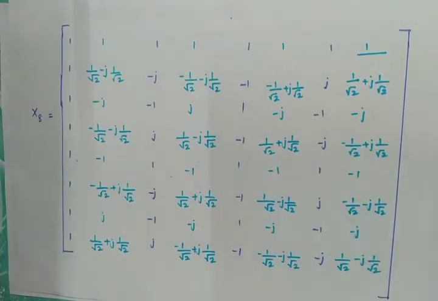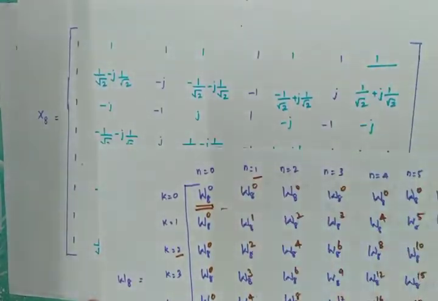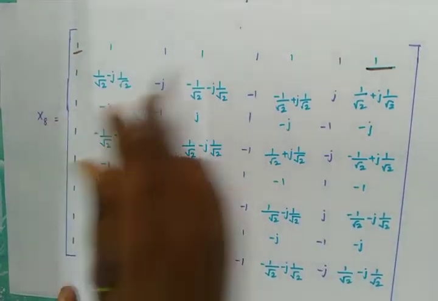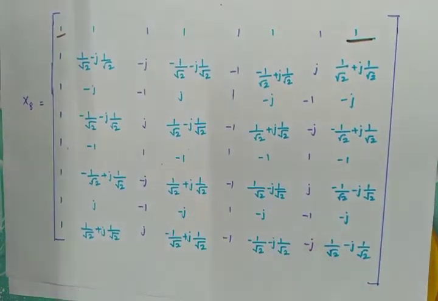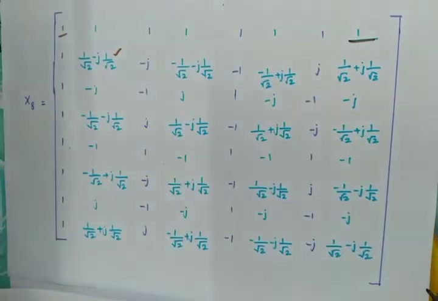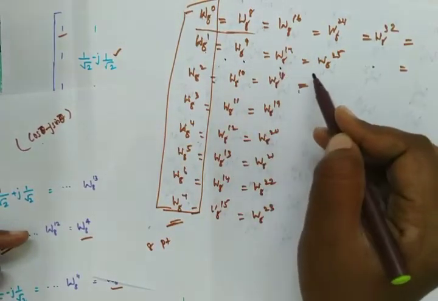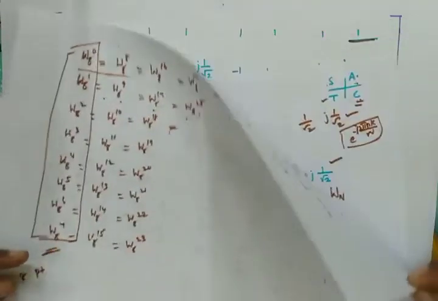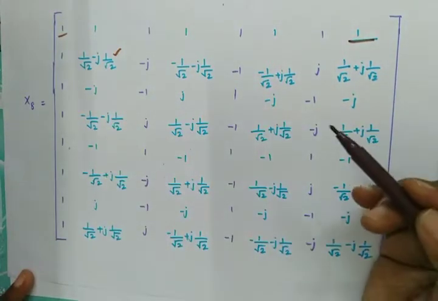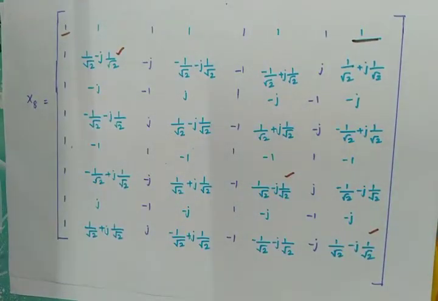So after filling this we will have, now compare this to W8 power 0, which is 1. So every W8 power 0 will be equal to 1. So here we have 1, 1, 1, 1, 1 because everything is W8 power 0. Next W8 power 1. So W8 power 1 is 1 by root 2 minus j 1 by root 2. Now check here where you are getting W8 power 1. Already we know that W8 power 1 will be equal to W8 power 9, which is equal to W8 power 17, equal to W8 power 25 and so on. So everything will have the same values, 1 by root 2 minus j 1 by root 2. So like this we have to fill this matrix form. I hope you will understand this.